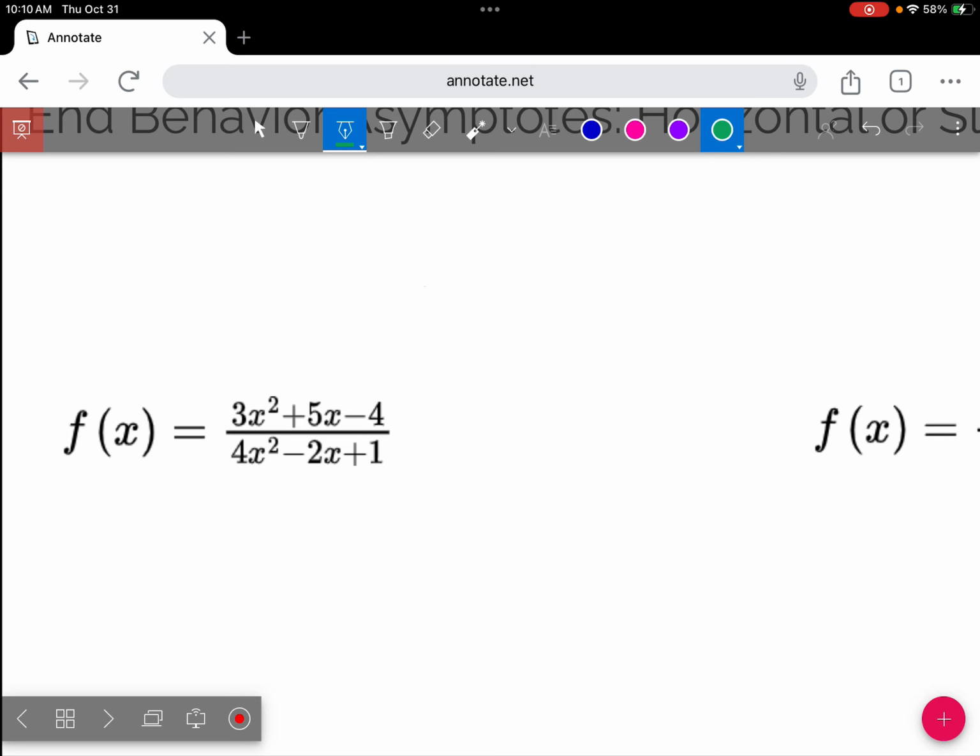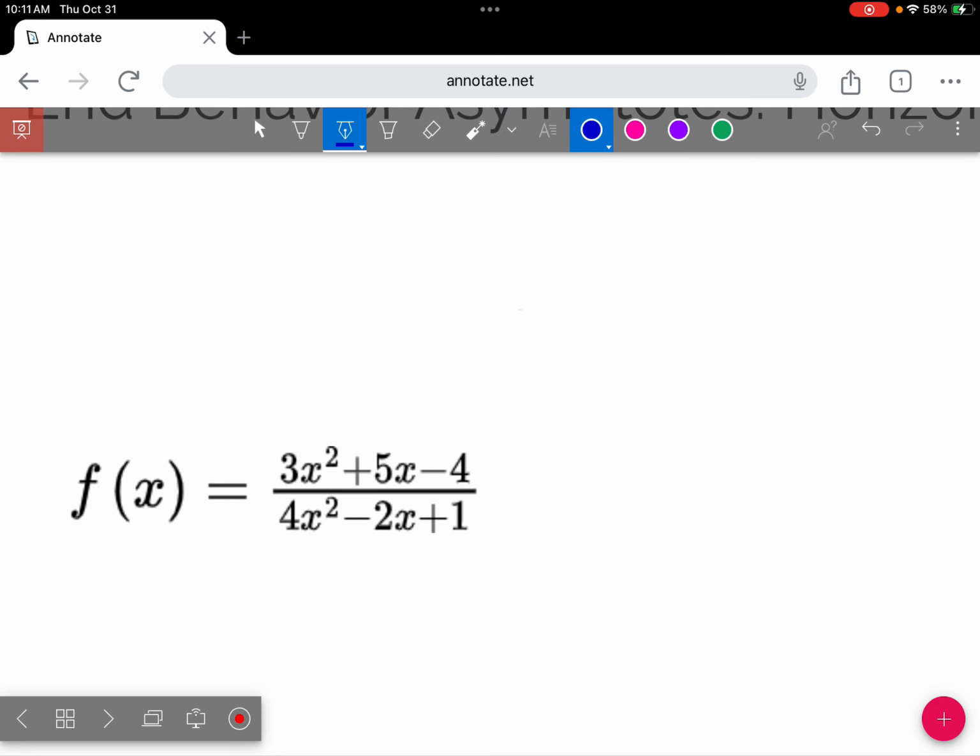So we have here our first function. We've got f of x equals 3x squared plus 5x minus 4, and our denominator is 4x squared minus 2x plus 1. All we're caring about right now is our end behavior asymptote. Does the numerator have a bigger degree? Are they equal, or does the denominator have a bigger degree? They have equal degree. So same degree.